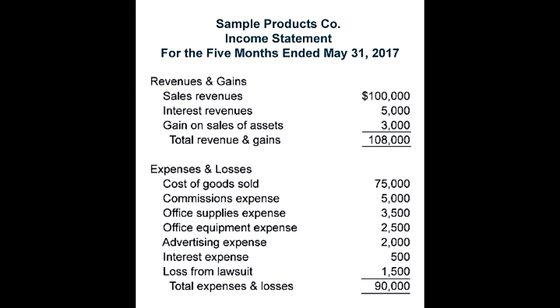So, an income statement is one of the three important financial statements used for reporting a company's financial performance over a specific accounting period, with the other two key statements being the balance sheet and the statement of cash flows, sometimes referred to as the profit and loss statement or the statement of revenue and expense. The income statement primarily focuses on the company's revenue and expenses during a particular period. In this example, we can see an income statement of sample products for the 5 months ended May 31, 2017. We can see the revenues and gains, and we can see expenses and losses.